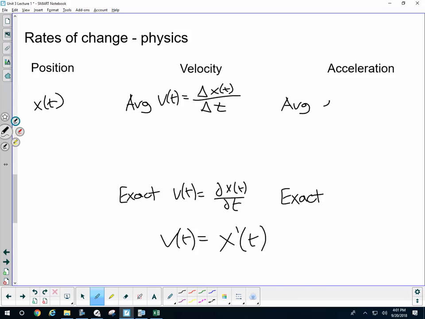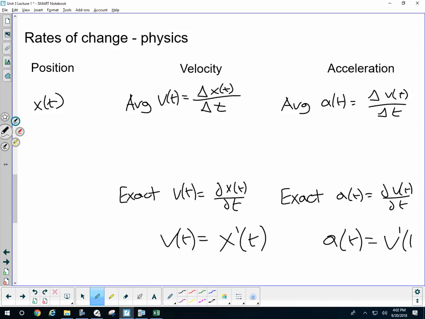It's the same thing for acceleration. Average acceleration is the overall change in my velocity over the overall change in time. Guess what the exact acceleration is going to be? The instantaneous change in my velocity over the instantaneous change in time. What is that? The derivative of velocity. Again, don't believe me? Let me show you something.